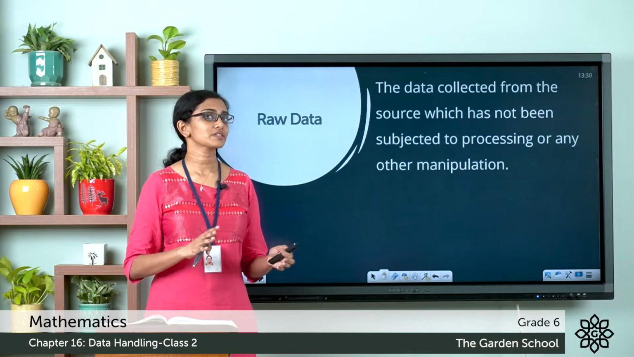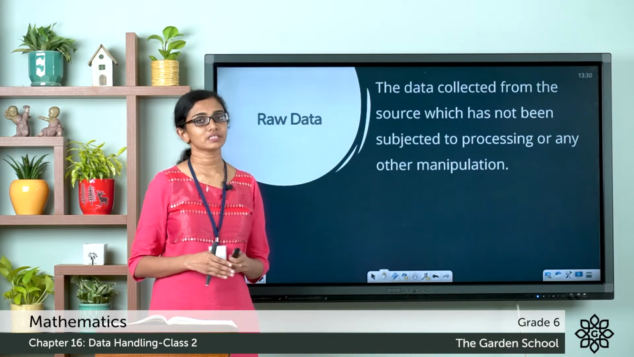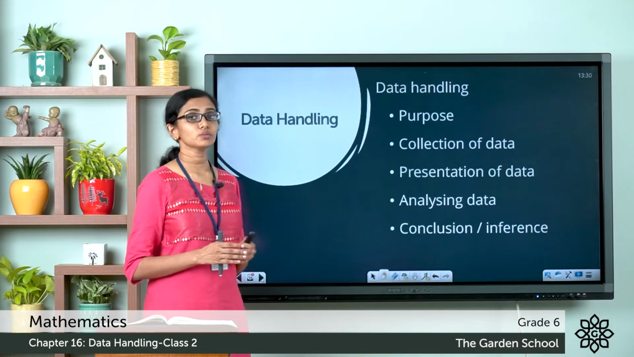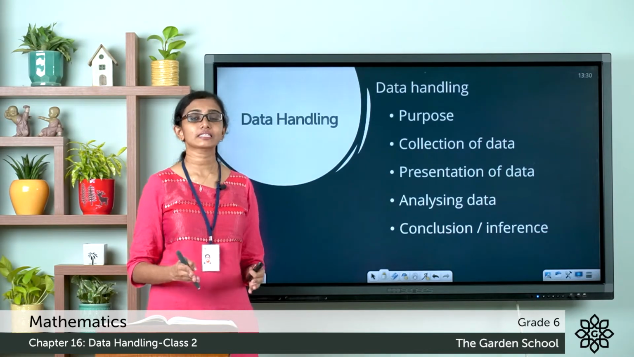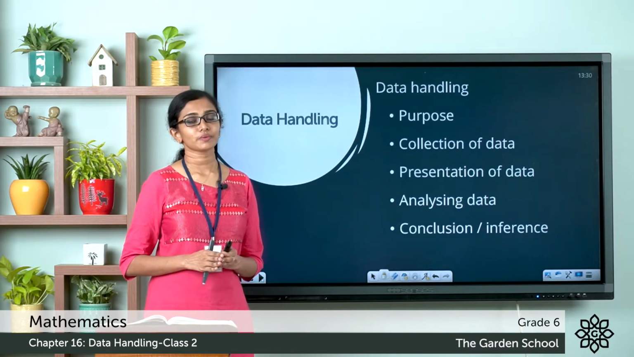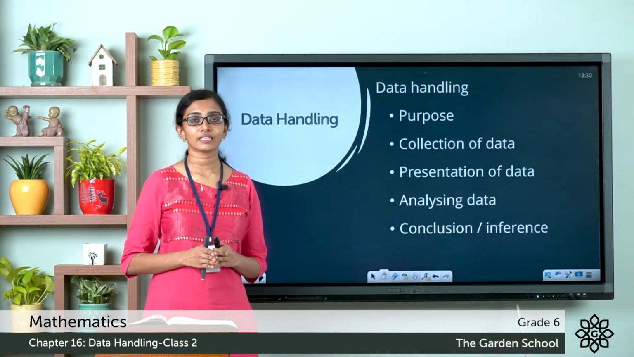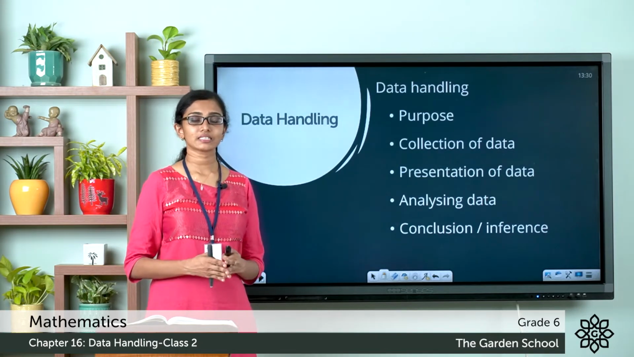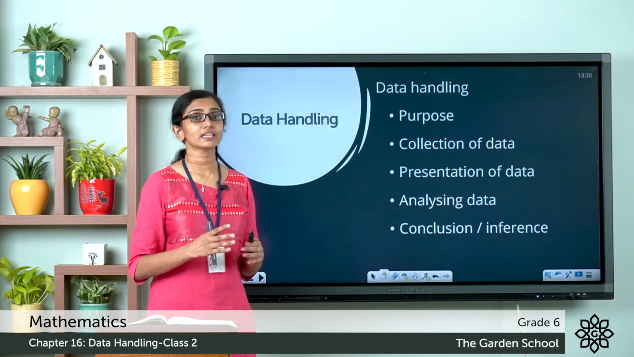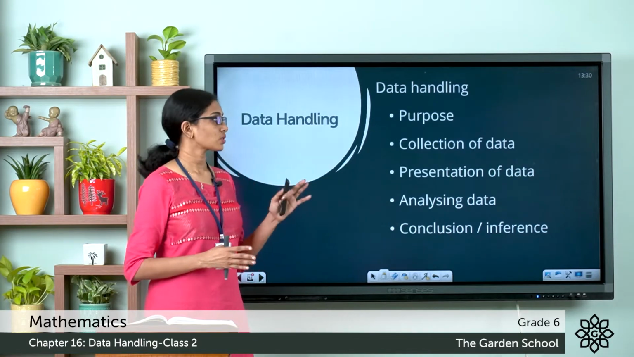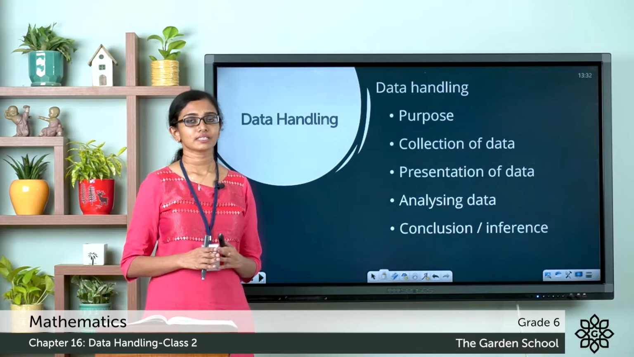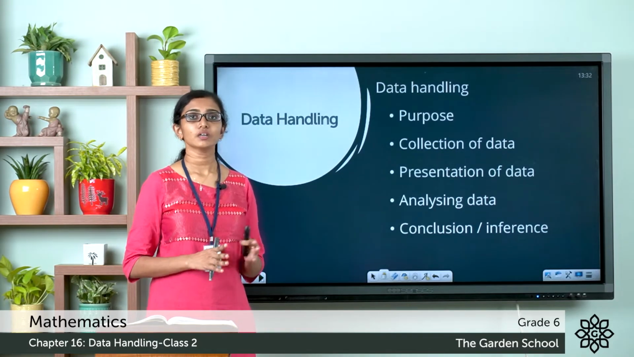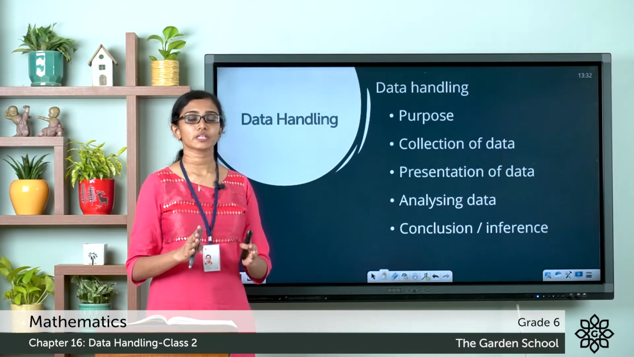Let's have a look at the different steps involved in data handling once again. The first step is identifying and clearly defining the purpose of collecting the data. The next step is the actual collection of data, and once you collect the data, you do some processing on it and then you can present the data so that it will be meaningful for others. Once you have the data presented, you can analyze the data to derive a conclusion or inference from it.